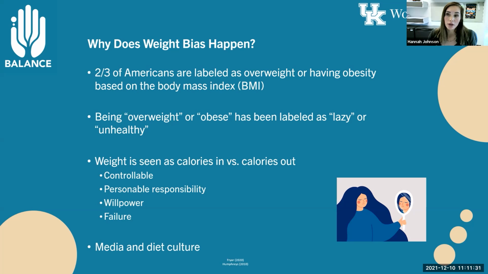But in general, in our society, being labeled overweight or obese has created this automatic labeling as being called lazy or unhealthy. And why is this? It's because we use this old system of the body mass index, or the BMI, to label individuals based on their weight versus height ratio. And because of the BMI, 2/3 of Americans are labeled as overweight or having obesity. And so that's the majority of Americans.